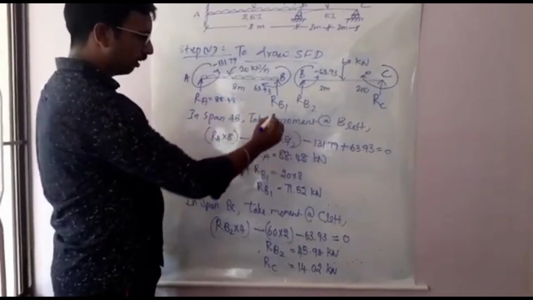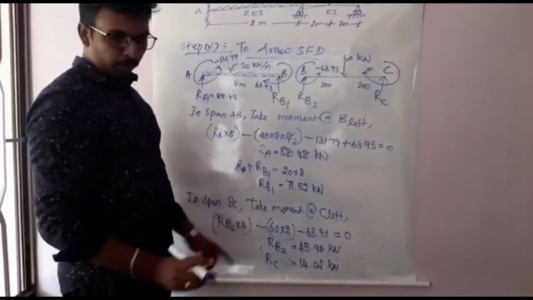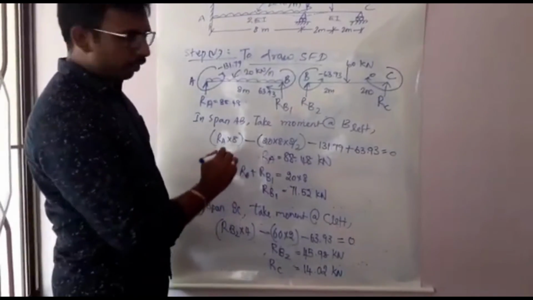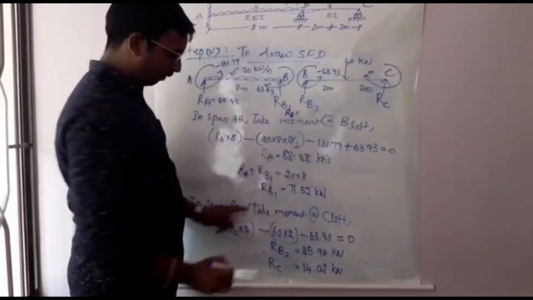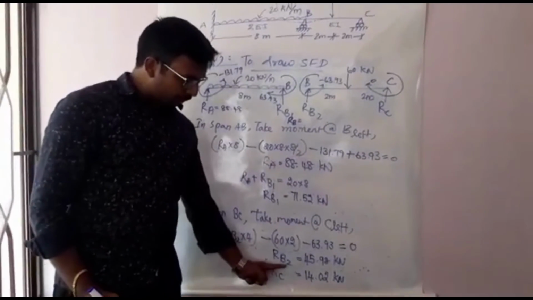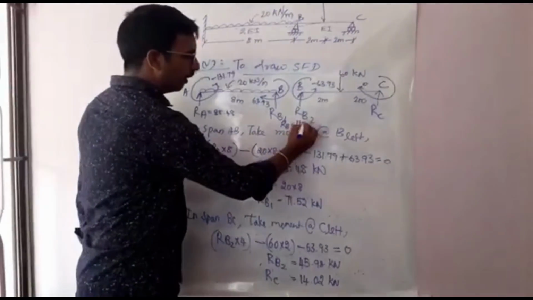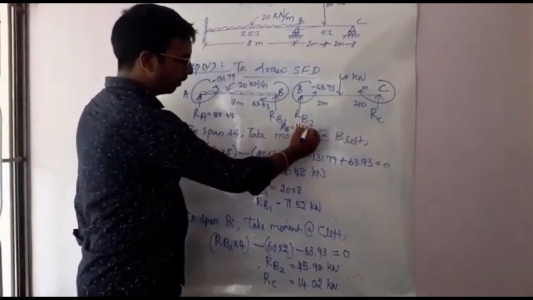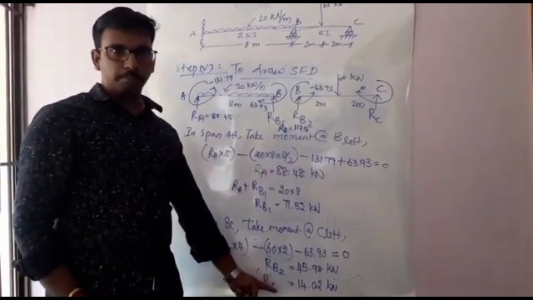Then you have to add the RB1 value and RB2 value to find the total RB. If you add 71.52 plus 45.98, you will get RB equal to 117.5. Then RC is 14.02.